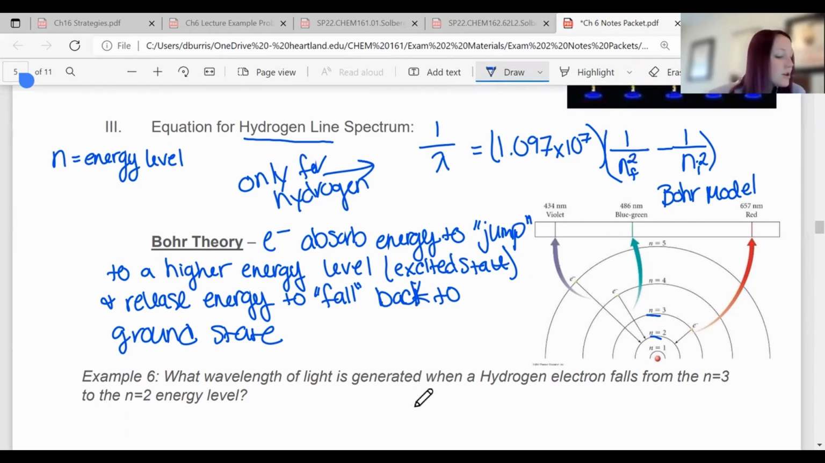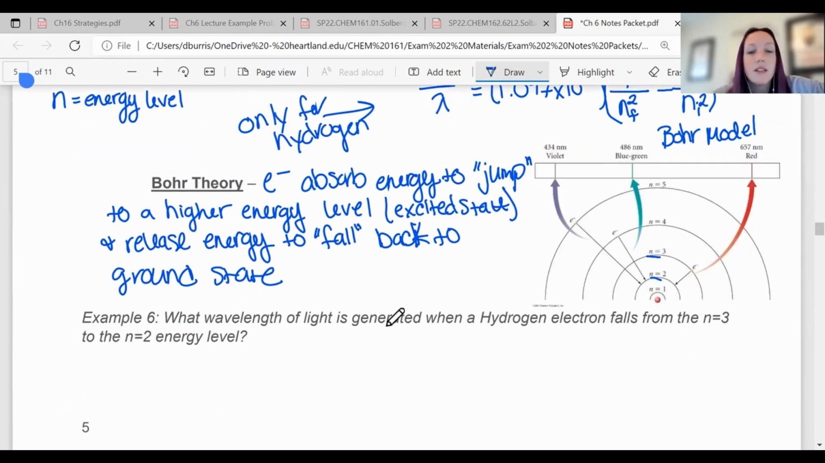What we're going to do in example 6 is actually use this equation and see if it matches up with one of the wavelengths that we're seeing. If you printed off the notes, the rest of this question is probably covered up. I apologize for that. It says, what wavelength of light is generated when a hydrogen electron falls from n equals 3, the third energy level, down to n equals 2, the second energy level. So all you would do is plug it into this equation. And no, you don't have to memorize that equation. I would give that to you.